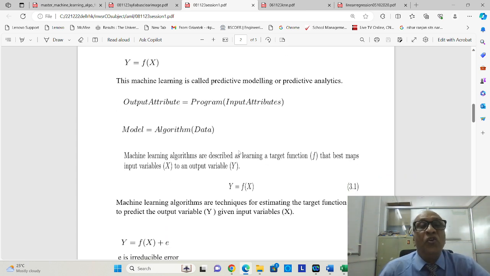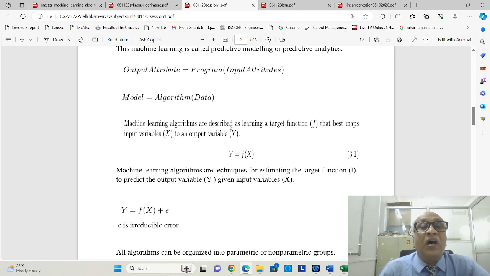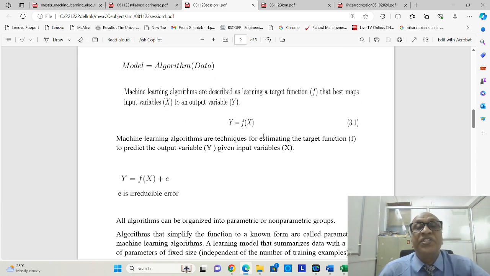But we usually get confused between what exactly is a model and what exactly is an algorithm. The algorithm will be operating on the data, resulting in a model. The machine learning algorithms basically will be learning a target function that will be best mapping the input variable x to an output variable y. So you have an input variable x and an output variable y, and this relationship y = f(x).